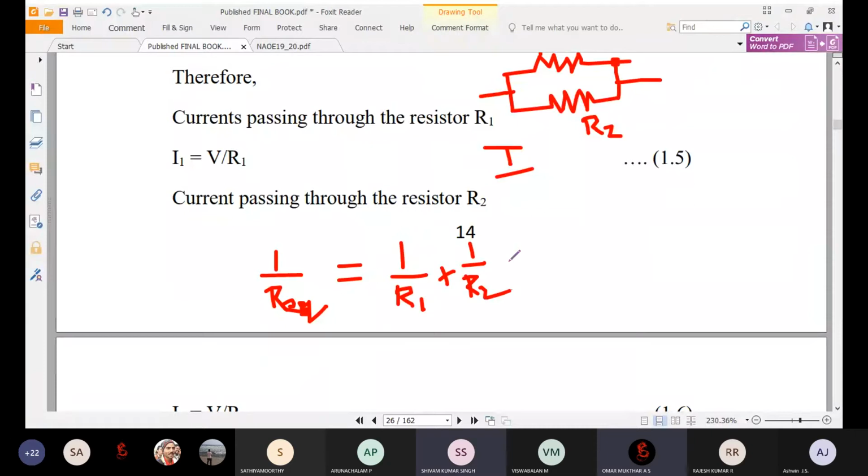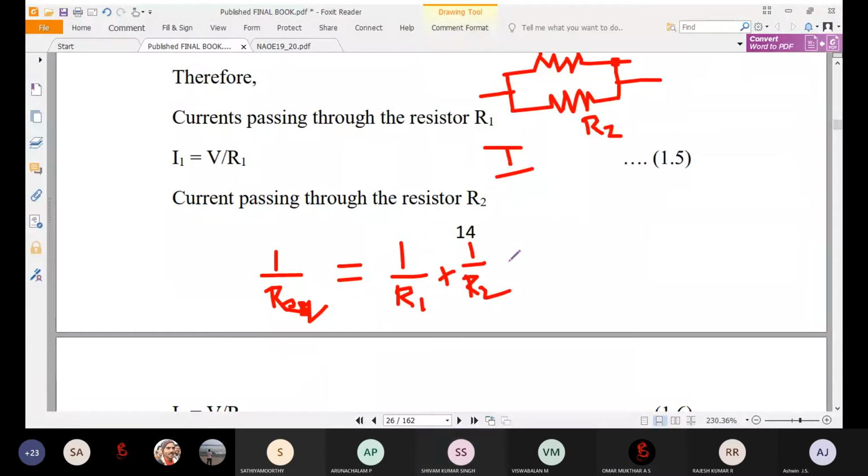For two resistors, it is nothing but the same formula. 1 by R equivalent equal to 1 by R1 plus 1 by R2. If you have more resistors to add, just simply do the addition with 1 by R3 plus 1 by R4, and so on.